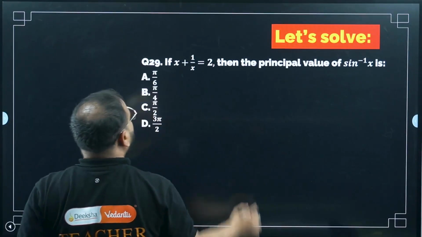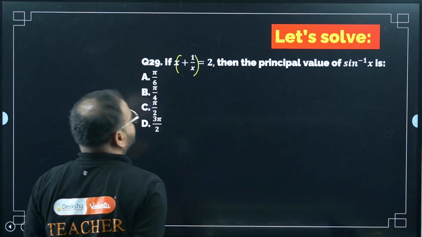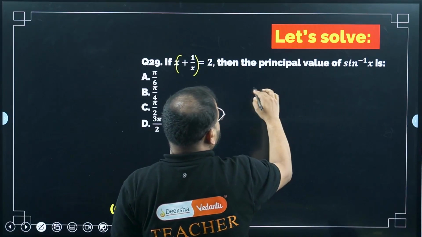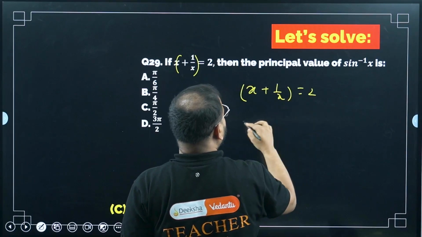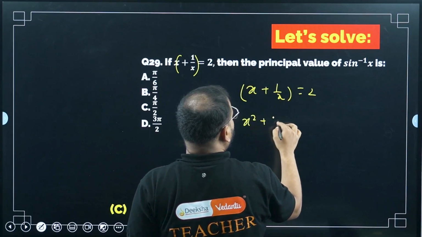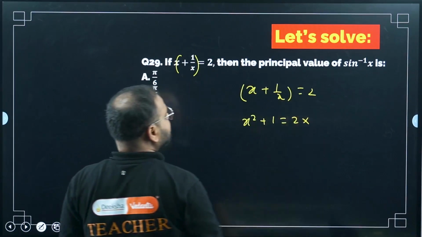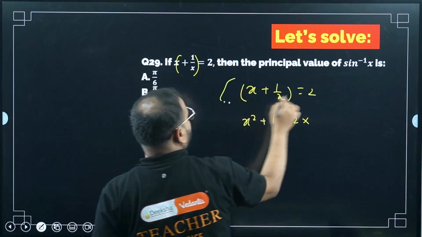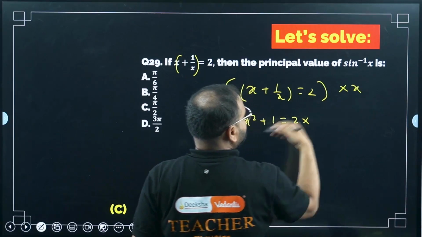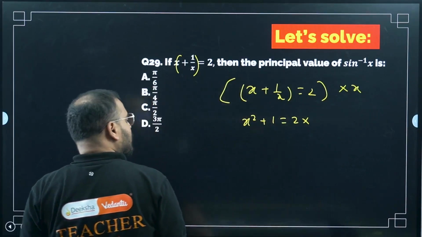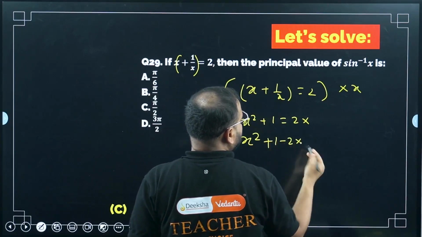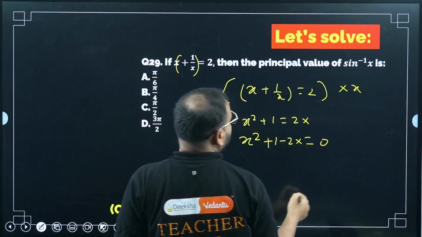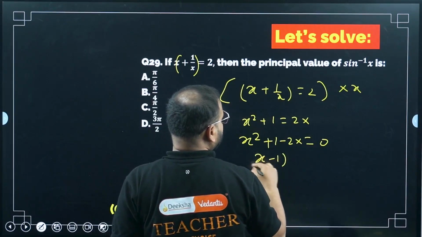Again, this question I have done. x plus 1 by x equals 2. Find the value of sine inverse of x. So if x plus 1 by x is equal to 2, it means x square plus 1 equals 2x. We have multiplied everything by x, so I get x square plus 1 equals 2x. Rearrange it: x square plus 1 minus 2x is equal to 0, which is nothing but x minus 1 the whole square.